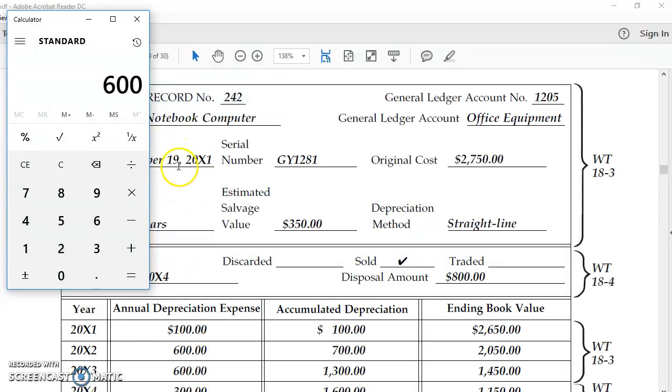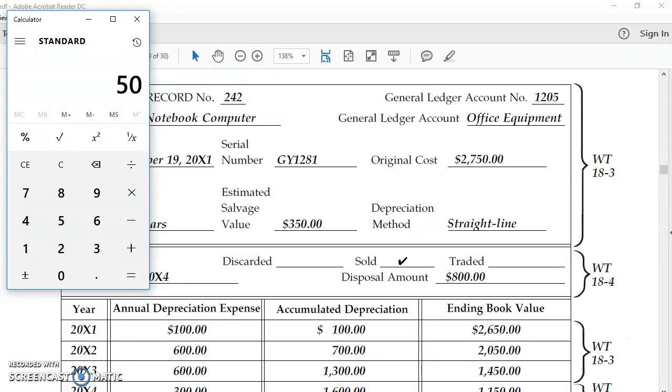Since we purchased it in October, you're only going to depreciate that first year for November and December. So how much of this $600 is it per month? I'm then going to divide by 12 months out of the year, and it's $50 a month. That's why my annual depreciation for the first year is only $100 for November and then December, $50 times 2. So my annual depreciation is only $100 here, and then I subtract the $100 from the $2,750 to get $2,650 at the end of the first year.